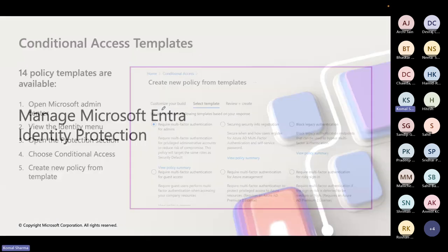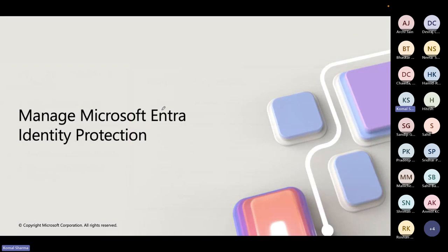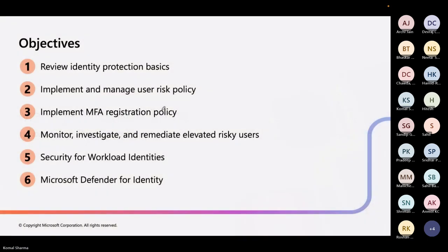So let's move ahead. Now let's understand how we can manage Microsoft Entra identity protection. Here we will understand how you can review the identity protection basics, implement and manage user risk policy, implement the MFA registration policy, monitor, investigate, and remediate risky users and security for workload identities. And then Microsoft Defender for Identity.